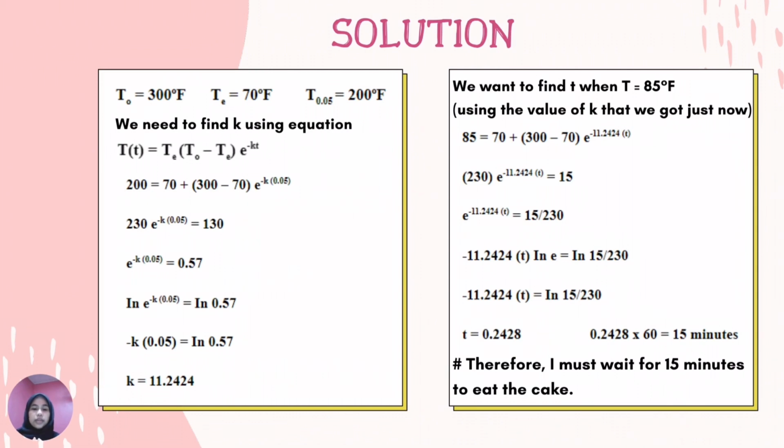So then we put ln on both sides and ln e equal to 1. Then we will get T equal to 0.2428. 0.2428 needs to be multiplied by 60 and we will get 15 minutes. Therefore, I must wait for 15 minutes to eat the cake.